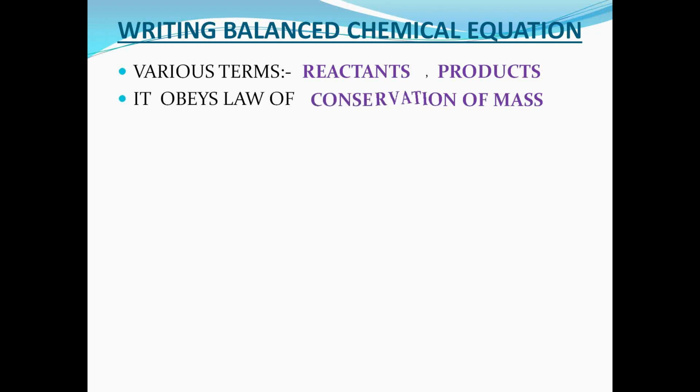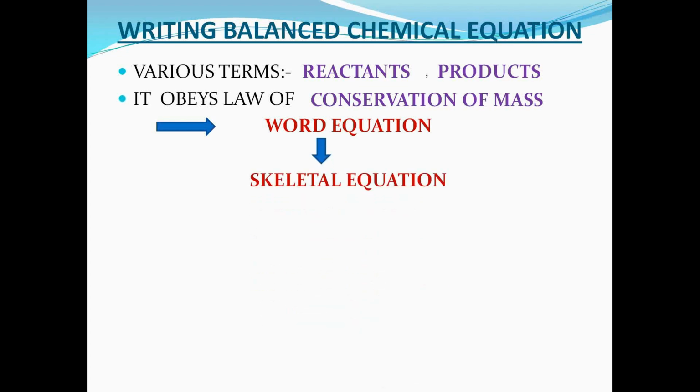So let us start with the various steps involved in writing the balanced chemical equation. The first is writing the word equation. In this, in place of a sentence, we write an equation in form of words, that is, in place of the chemical compounds we will write their names. Next is the skeletal equation. In the word equation we will replace the chemical compound names with their chemical formula, correct chemical formula.